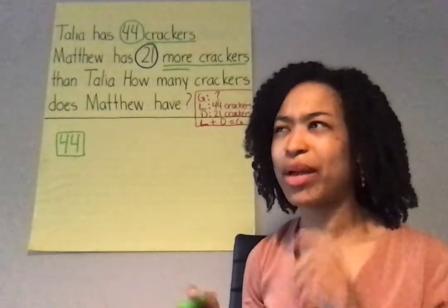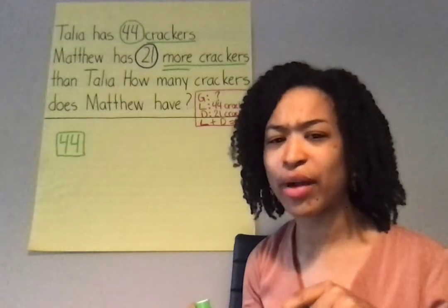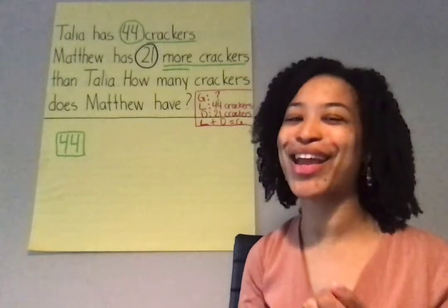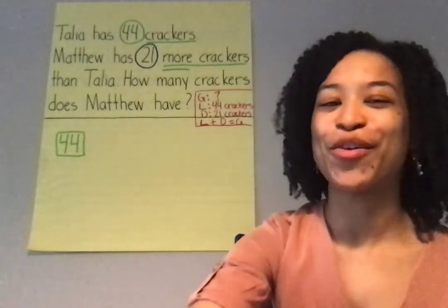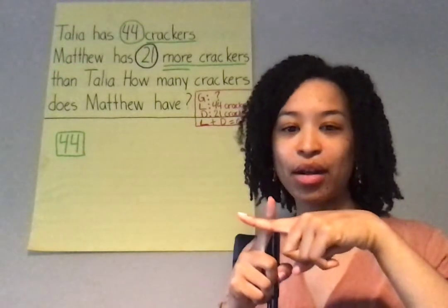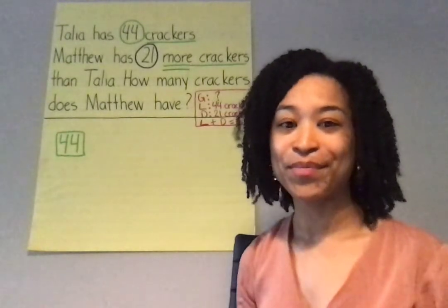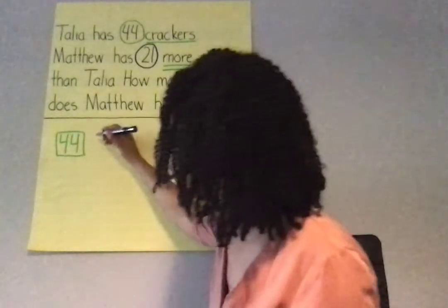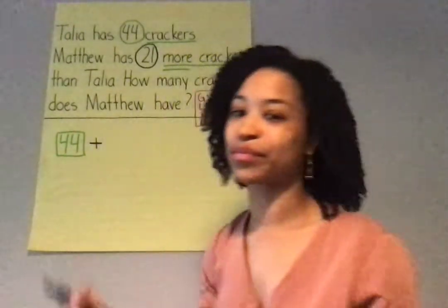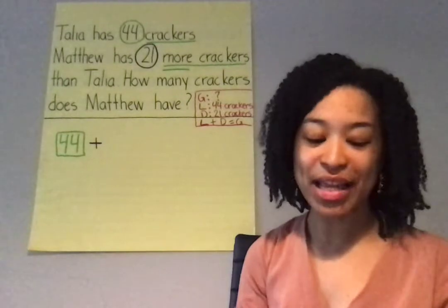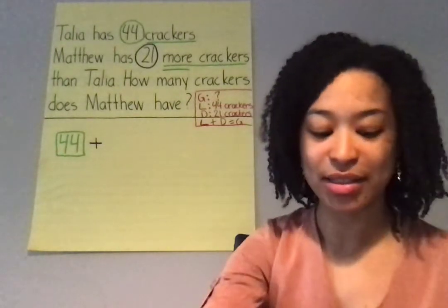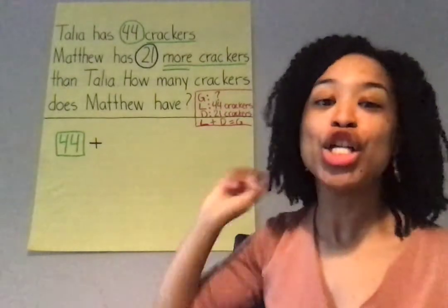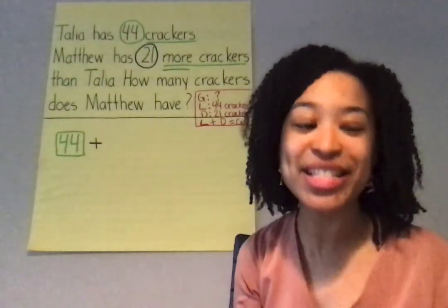Okay. Now, are we counting on to find our greater amount or counting back to find our greater amount? Yup, we're counting on. So if we're counting on, are we adding or subtracting? That's right, we are adding. Go ahead and put a plus sign next to 44. Next, we need to add our difference. Matthew has 21 more. 21 is our difference.